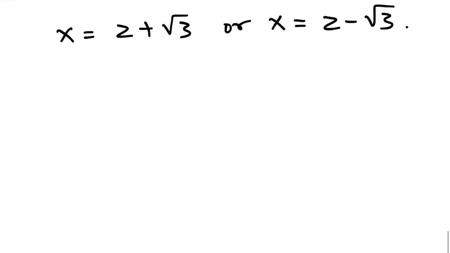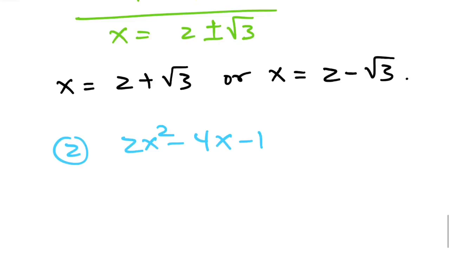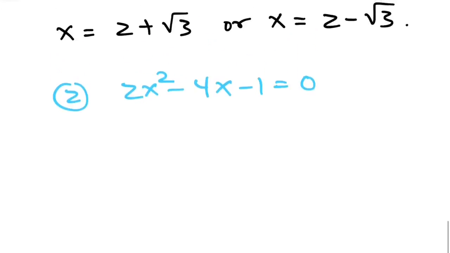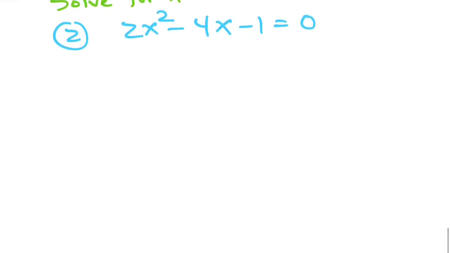Let's do one more problem. Question number 2 says 2x squared minus 4x minus 1 equal to 0. So we want to solve for x using the completing the square method.